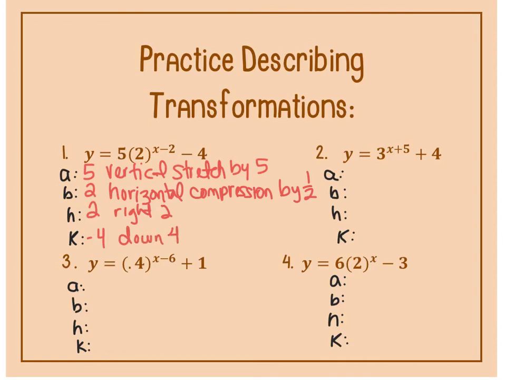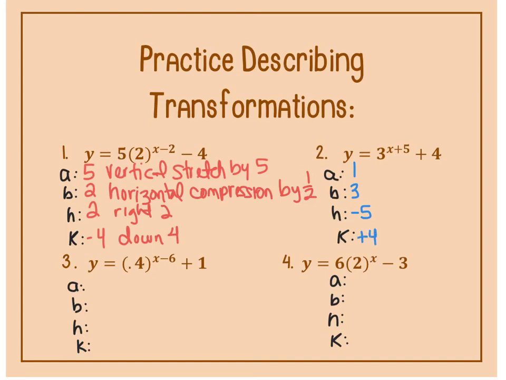Okay, let's try it again. A is a number in front of parentheses if you have one. Since we don't have parentheses, my A value is going to be 1. My B is 3. My H, I always change the sign that I see in the exponent, so it's a -5. And my K is a positive 4.